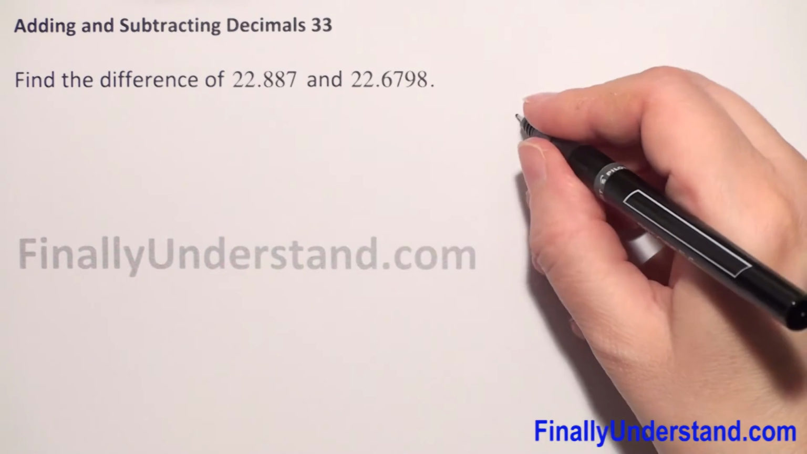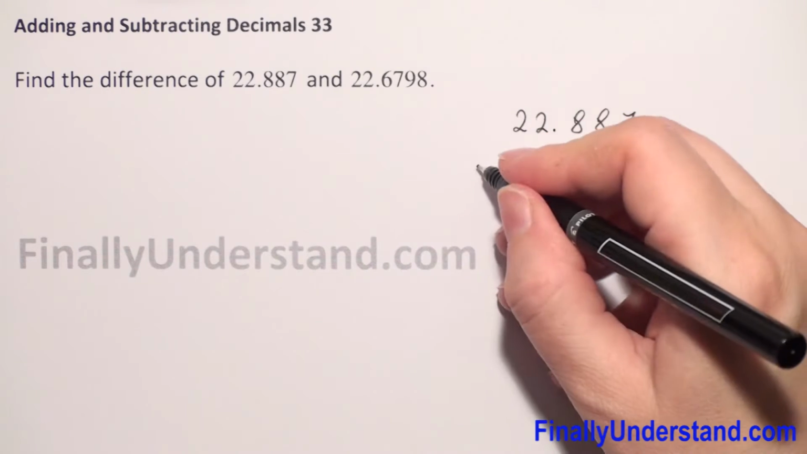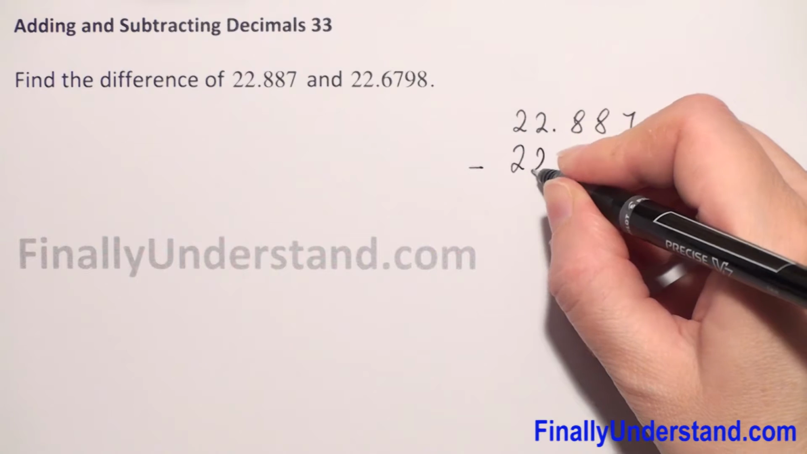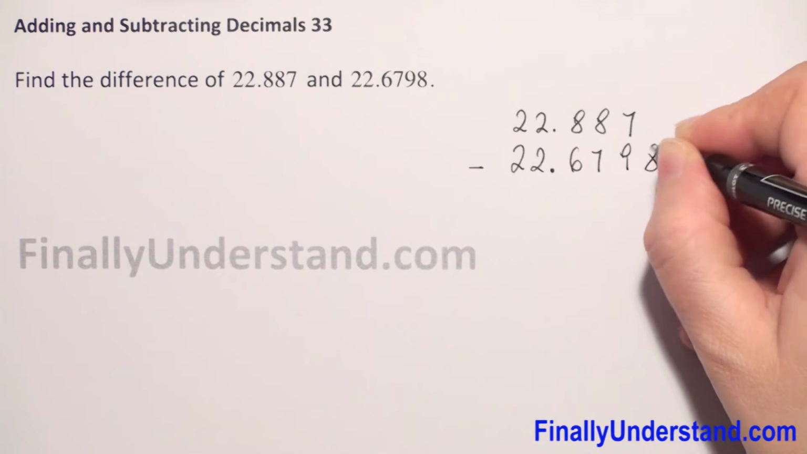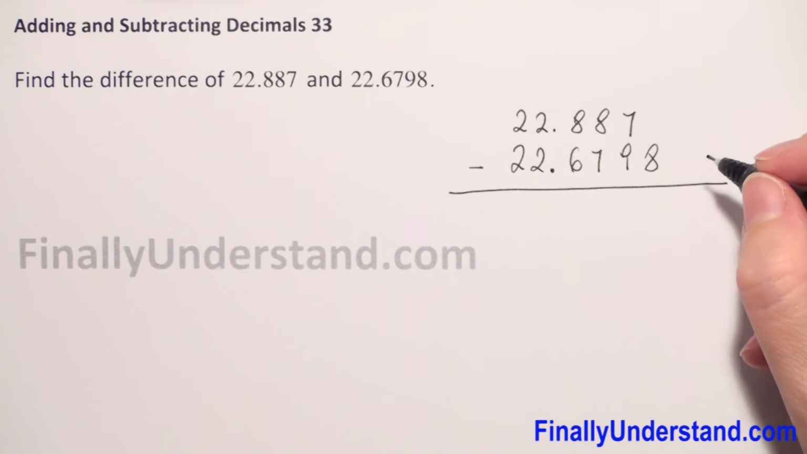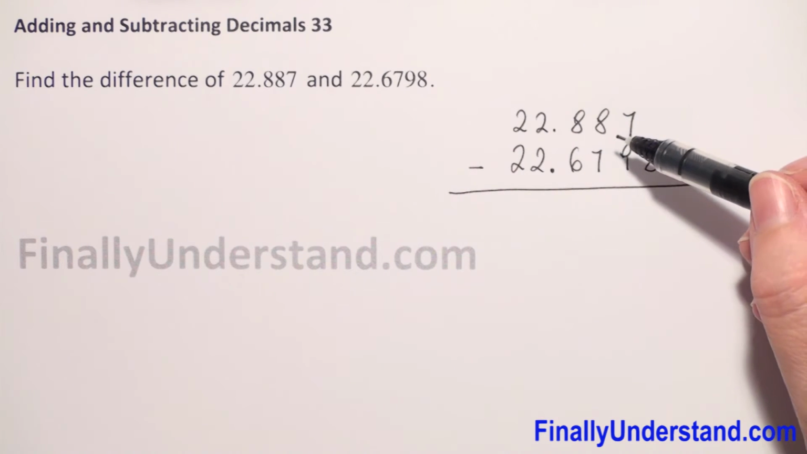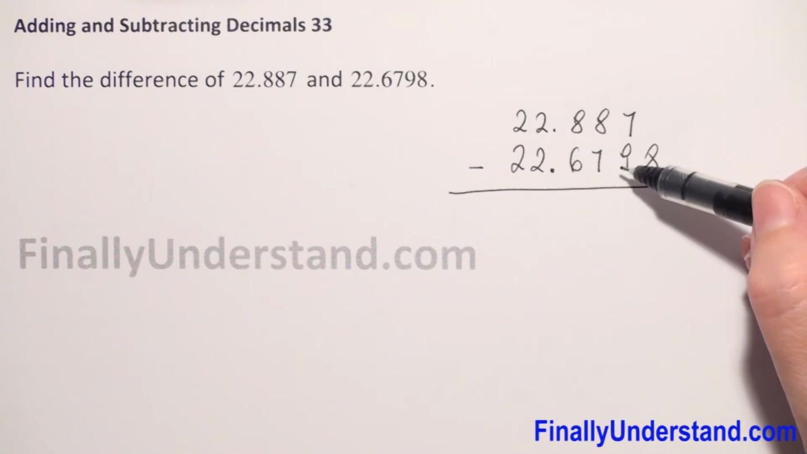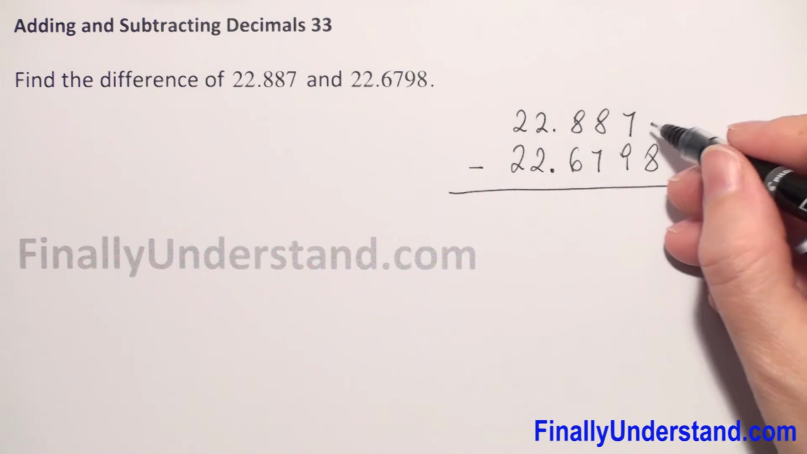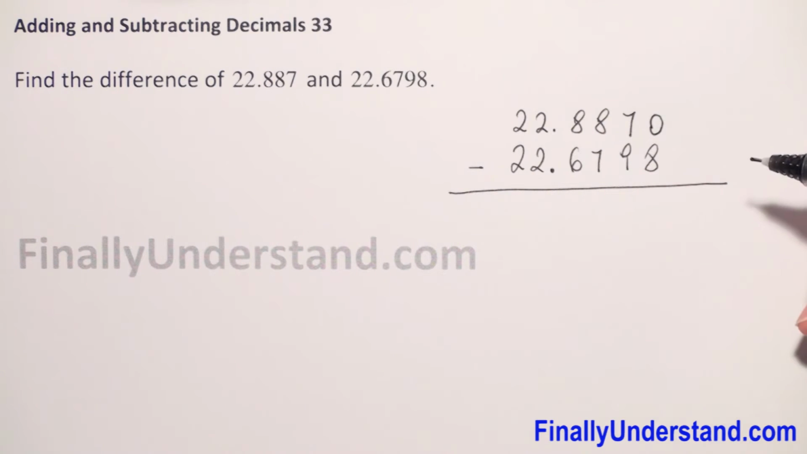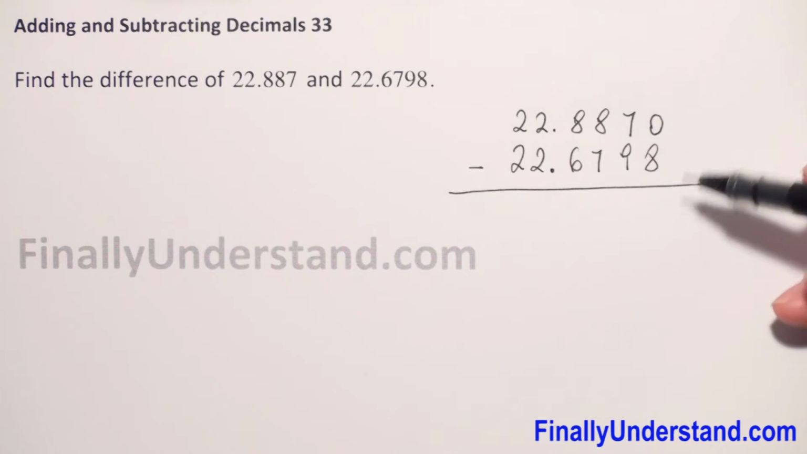From 22.887 we have to subtract 22.6798. Next we have to check if we have the same decimal places in the first number and in the second. First we have 3 and the second we have 4, so we add extra zeros. 0 doesn't change the number, so we can do this.